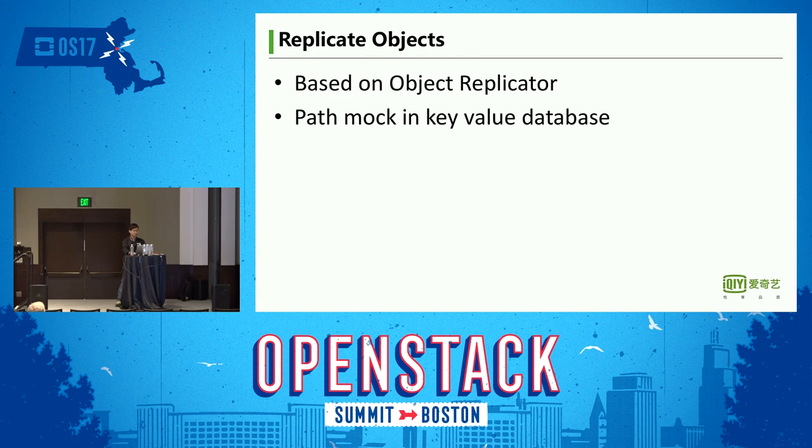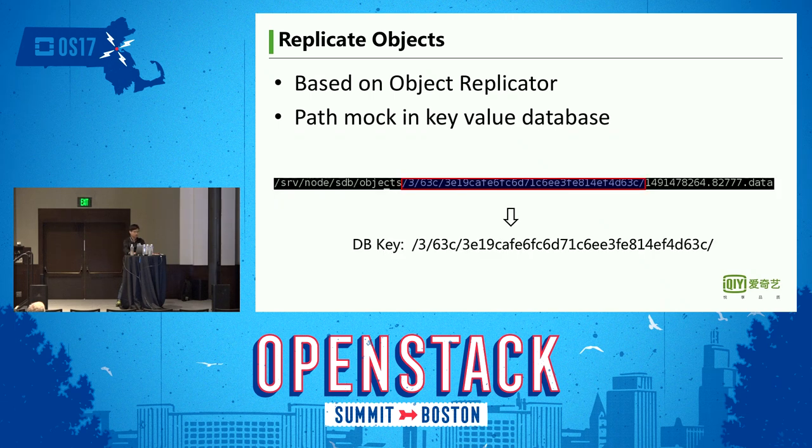We designed the replicator based on the existing object replicators. But since there's no such informative path structure in the blob engine, we mock it in the key value database. Instead of using the object ID as the key in the database, we use the path structure as a key. And now we can mock the list behavior with the prefix API of the database.